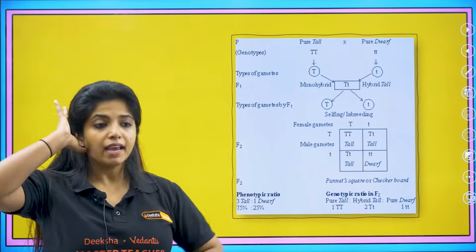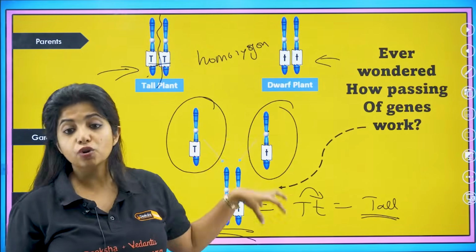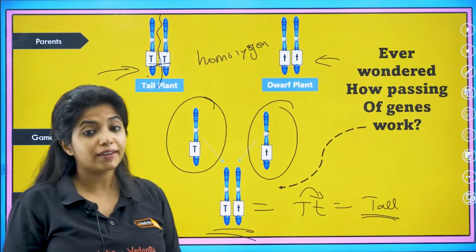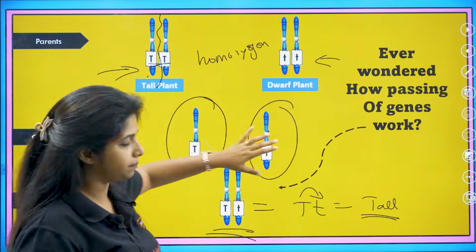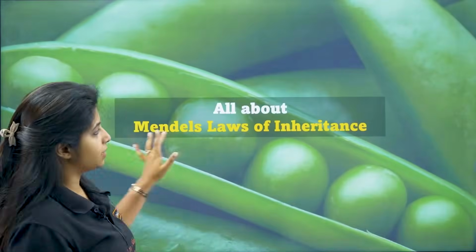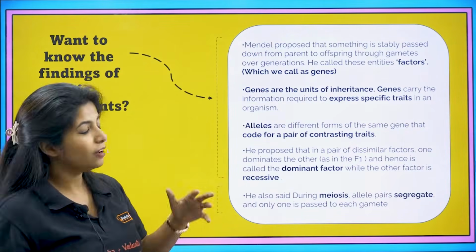He understood that in the F1 generation, no plants showed the recessive parental type, but in the F2 generation, he saw that yes, the recessive parent, my dear children, was still visible to him. Now, going ahead, all about Mendel's law of inheritance. So we studied the experiment. Now, we want to know the findings that he found.